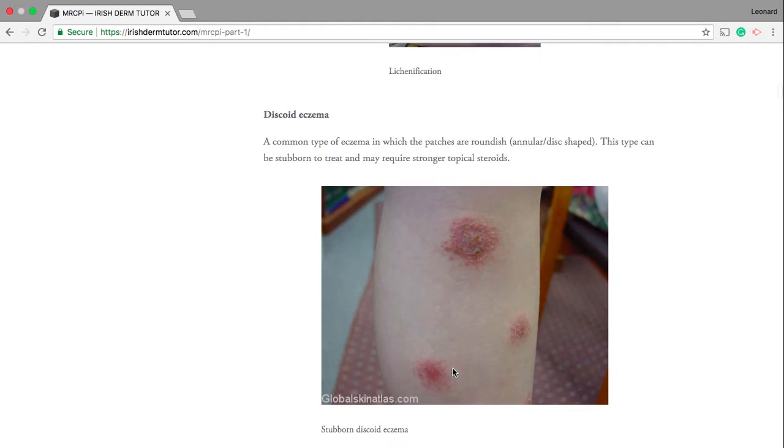There's a particular subtype of eczema called discoid eczema, and it's common enough, and in this the eczema patches are kind of roundish. Other ways they're described are as annular, coin or disc shaped, and this particular type of eczema can be very stubborn, so you might need to treat it with a stronger topical steroid than you would in other types of eczema.